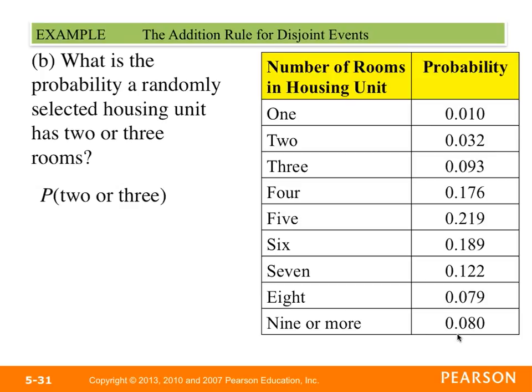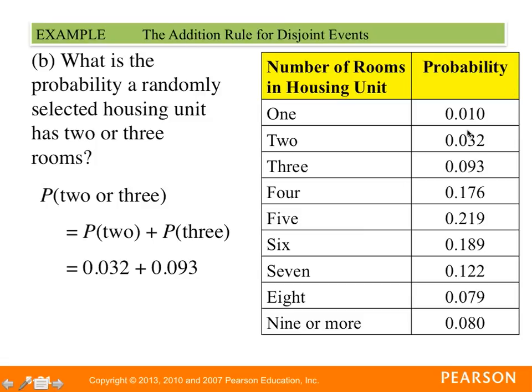What is the probability a randomly selected housing unit has 2 or 3 rooms? So what you need to do is find the probability of getting 2 or 3. So you take the probability of getting 2 and add it to the probability of getting 3. You can't have a house that has 2 rooms and 3 rooms, okay? You either classify it as one or the other. So in this case, we need to add those two things together because we have disjoint things.